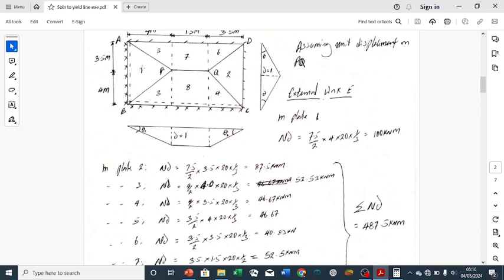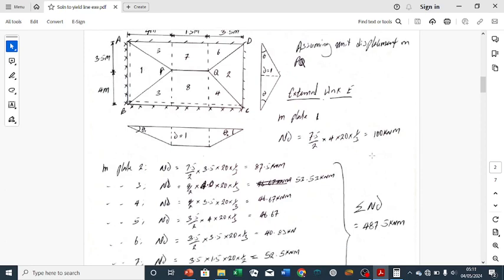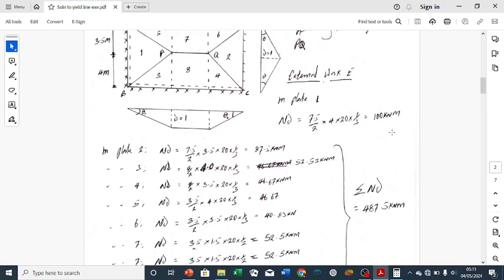So you can see for plate 1, we have our N delta is half base times height. What is our N delta is, okay, N is area, which in this case is half of 7.5 multiplied by 4. The height is 4. So you have this 7.5 over 2 multiplied by 4, multiplied by the UDL, which is 20. And our delta here is 1 over 3 because it is a triangle. So that gives us 100 kilonewton meter.